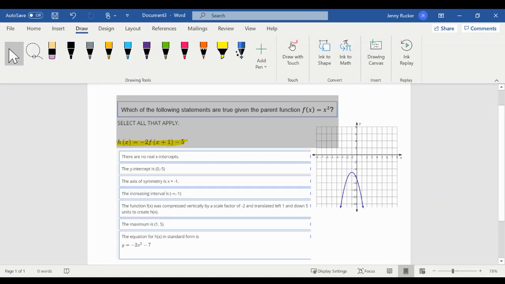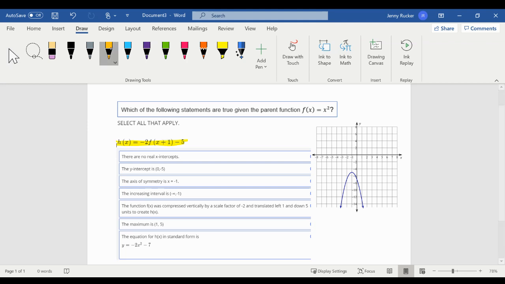In this problem, we are asked which of the following statements are true given the parent function f of x equals x squared. We are given the function h of x equals -2 f of (x plus 1) minus 5. This is written in function notation. We can rewrite this in vertex form for h of x. So let's rewrite this in vertex form. h of x equals -2 (x plus 1) squared minus 5.